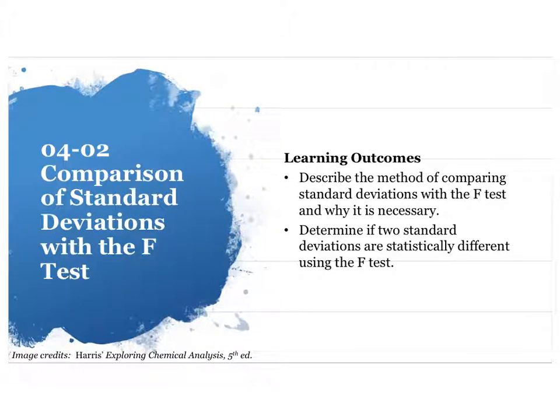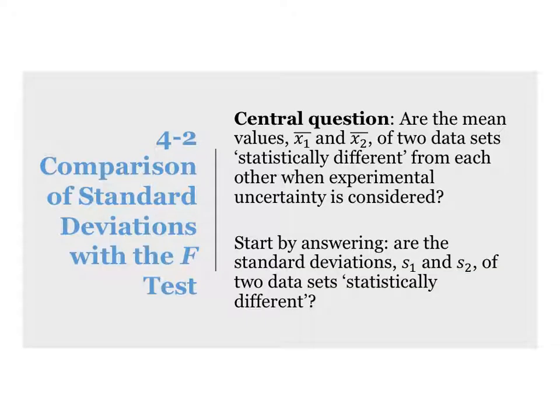In this lecture, we'll learn how to apply the F-test to compare the standard deviations from two different data sets. In order to determine if the mean values x bar sub 1 and x bar sub 2 from two sets of data are statistically different from one another, we first have to compare the standard deviations, s sub 1 and s sub 2, to each other to see if they're statistically different from one another.